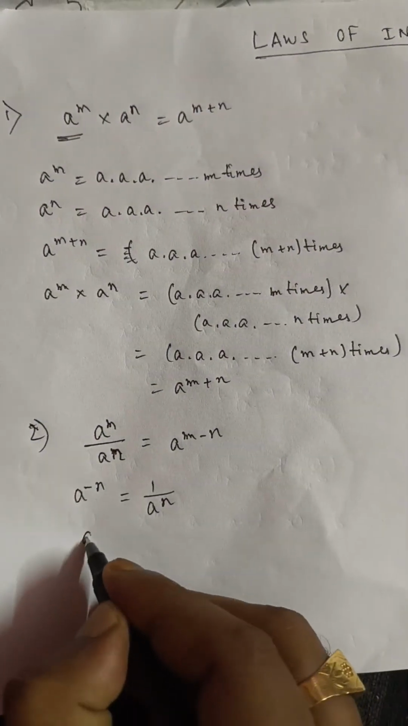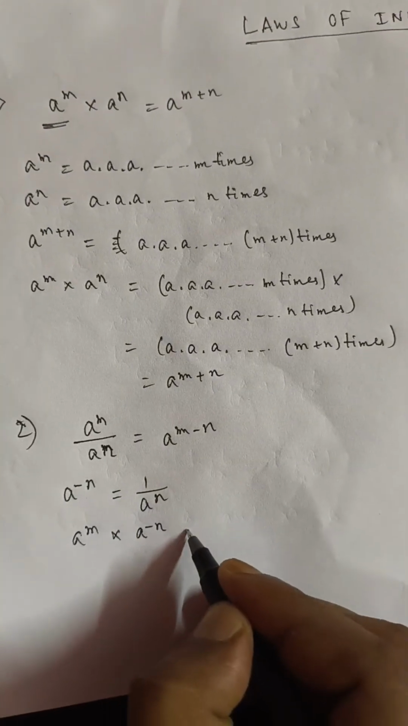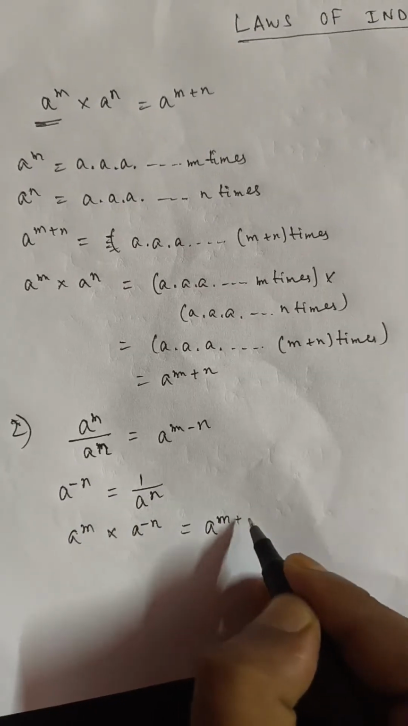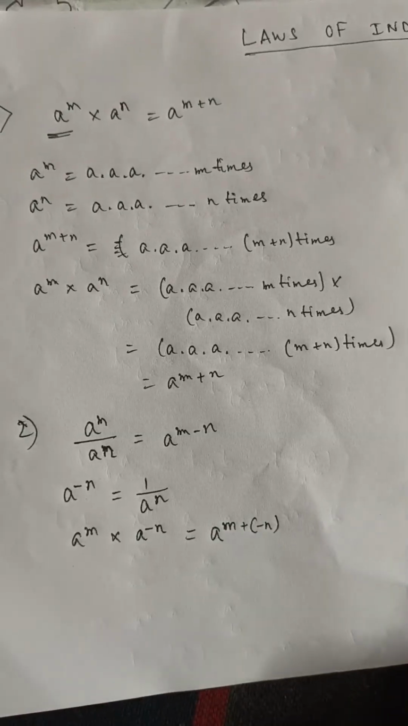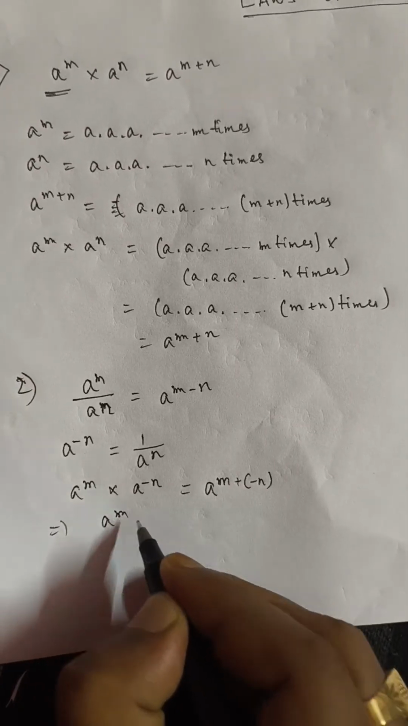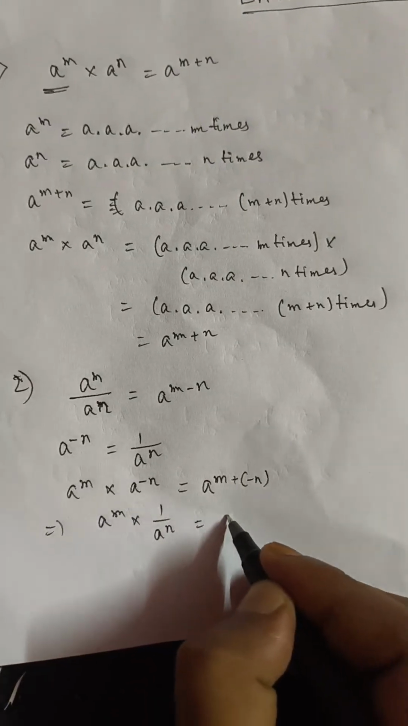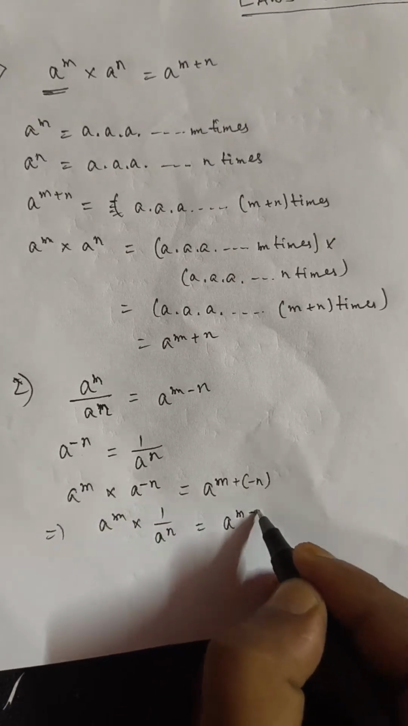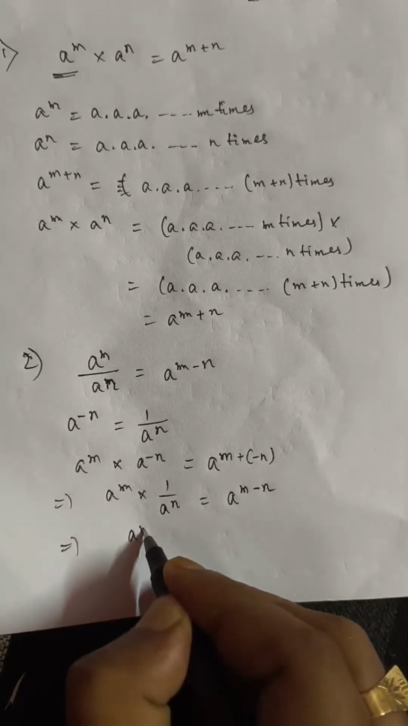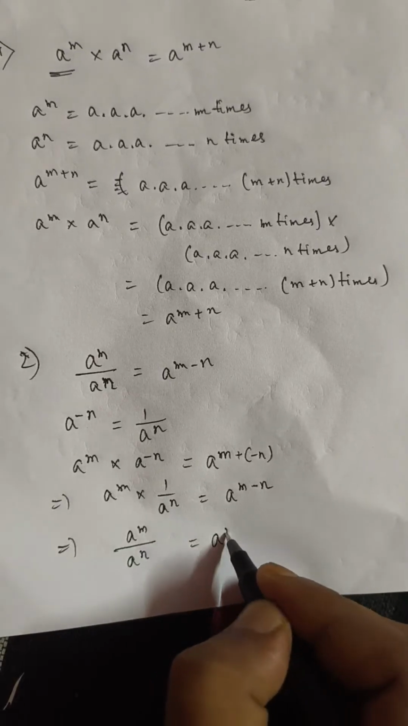We will take a to the power m multiplied by a to the power minus n, which is equal to a to the power m plus minus n. So this will be a to the power m multiplied by 1 by a to the power n is equal to a to the power m minus n. From this we will write down a to the power m by a to the power n is equal to a to the power m minus n.